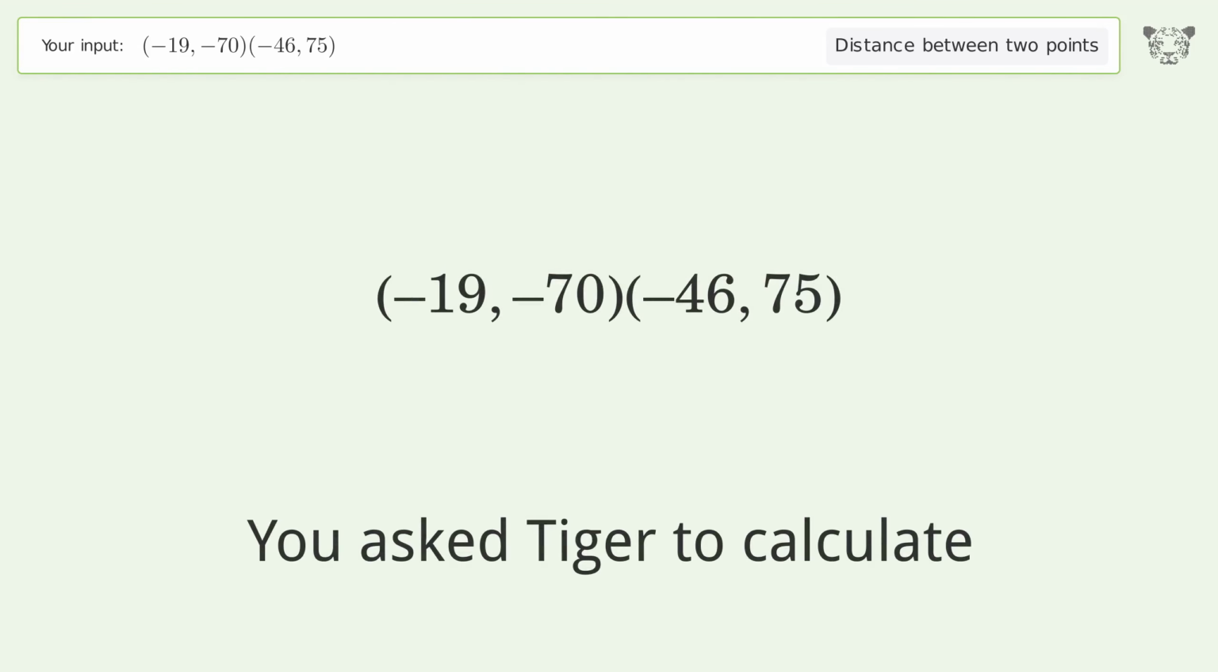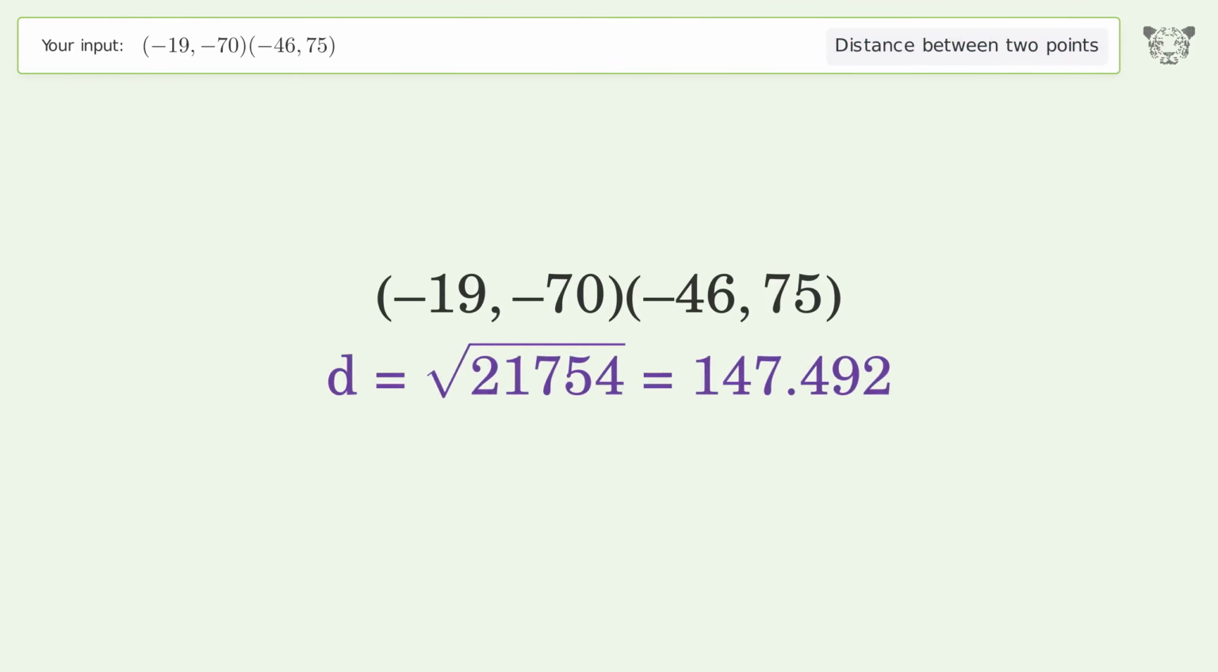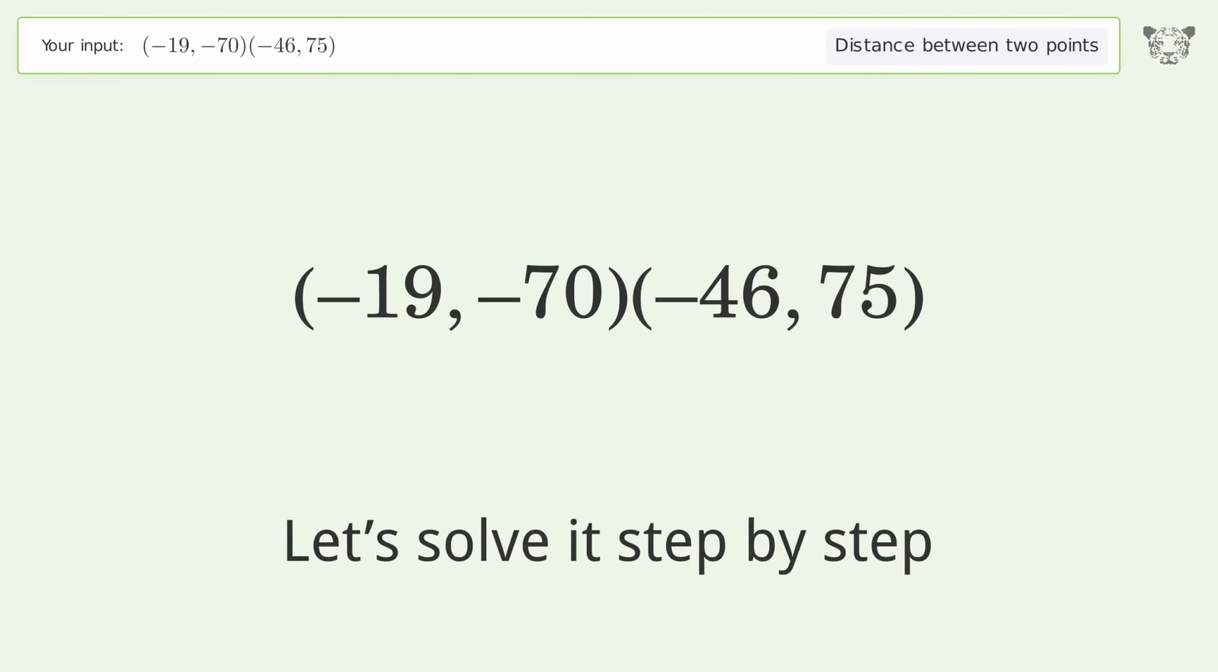You ask Tiger to calculate. This deals with the distance between 2 points. The distance between the 2 points is the square root of 21,754, or 147.492. Let's solve it step by step.